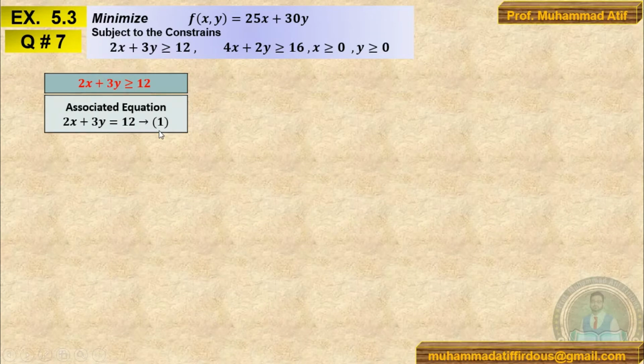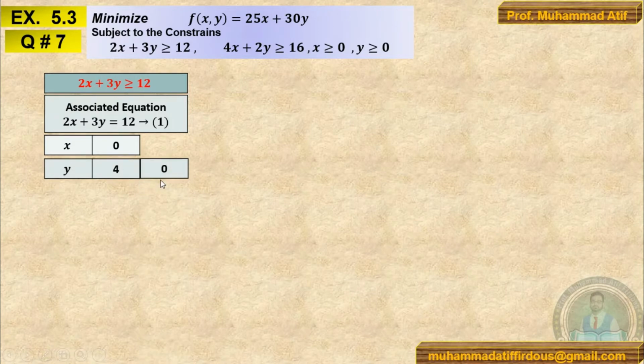In order to make a graph, we must build a table. Put x equal to 0 in equation 1, and we have y equal to 4. Then put y equal to 0 in equation 1, and we have x equal to 6. So just make a table by finding two values, either x equal to 0 or y equal to 0.